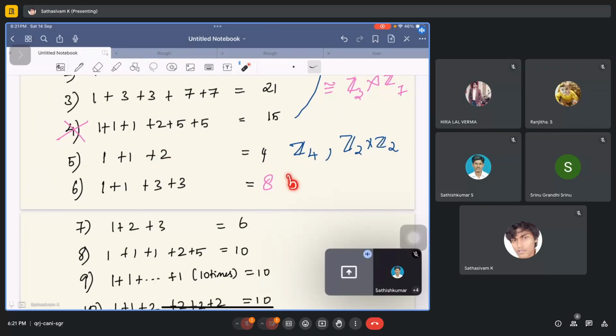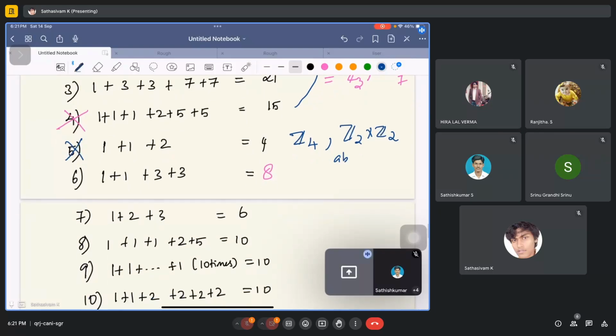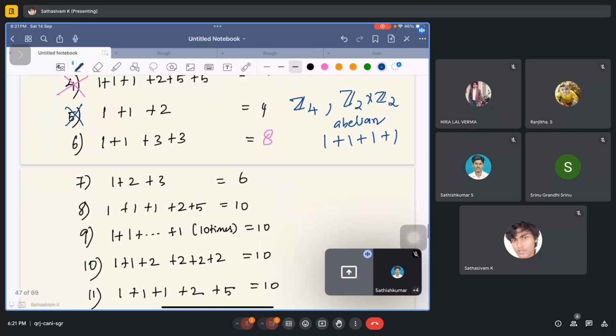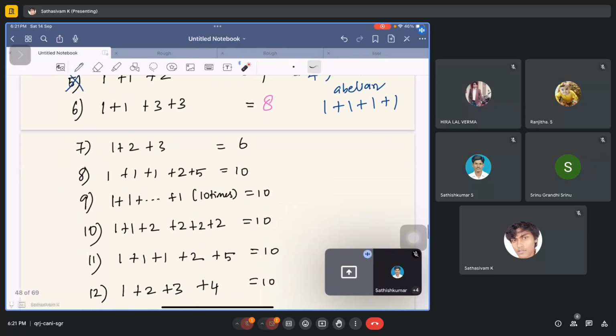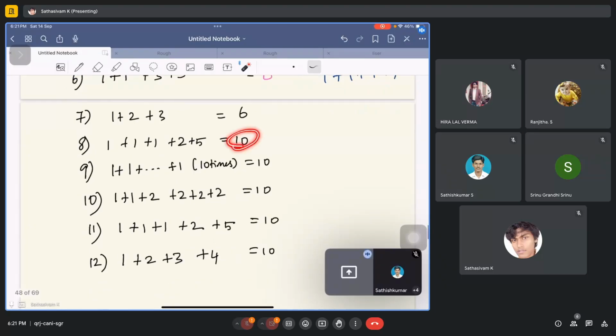A group of order 5 is abelian, so this one is not possible. Okay, so this is not correct. So these are abelian, and the only classification possible is 1 plus 1 plus 1 plus 1. Okay, let's look at this particular one. Maybe I can do all of this, but I will just do one or two and leave the rest as an exercise. Or maybe we'll do the order 10 here.